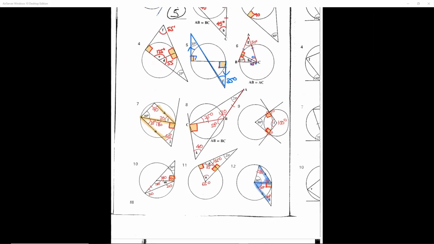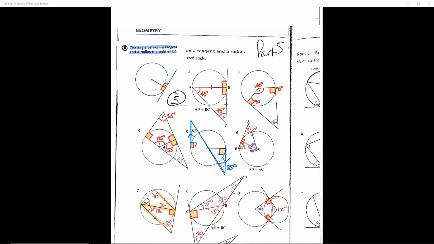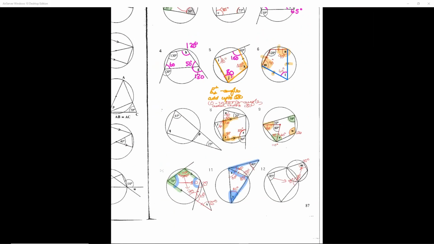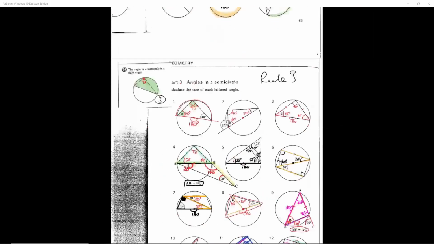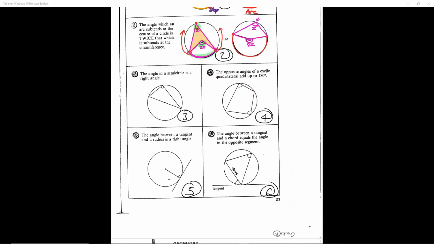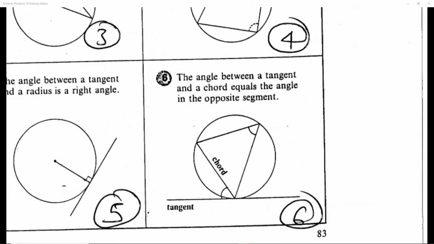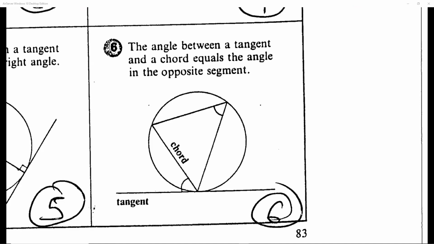Eliza, are you happy with that? Yeah. Eliza? Yeah. I think we're on the last rule now. No, last one. Come on. Two more exercises. Last rule.